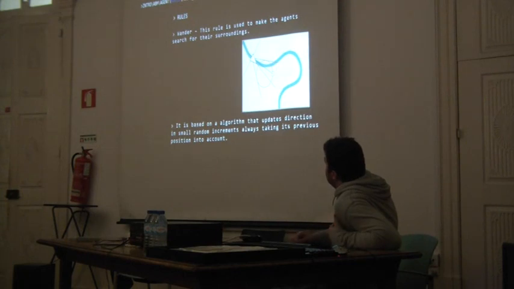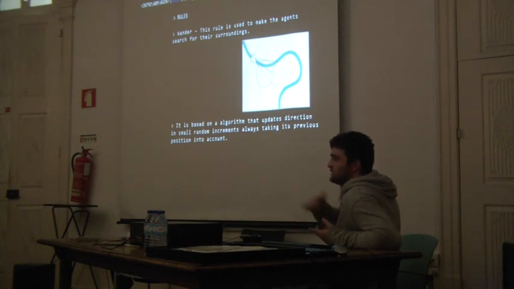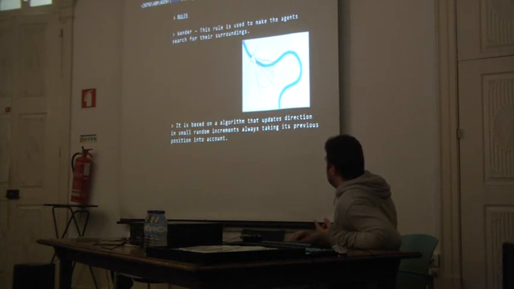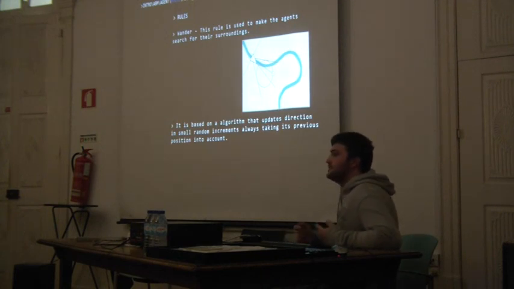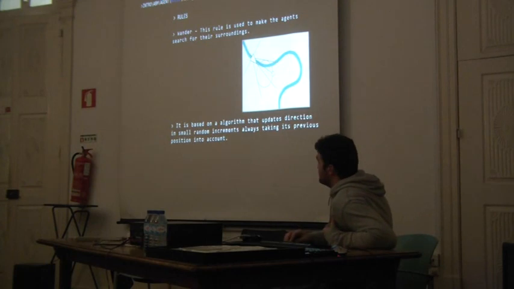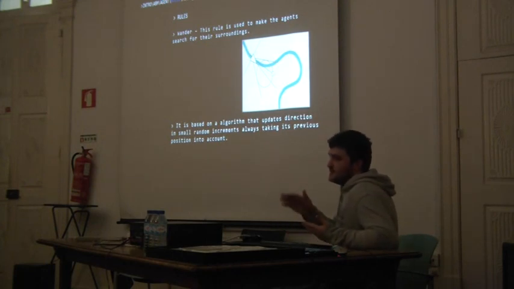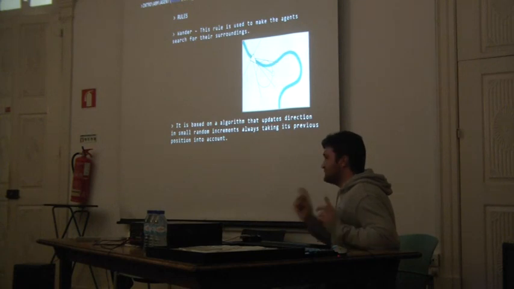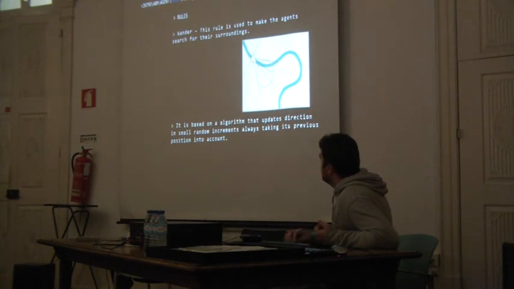And wander is based on several algorithms for this type of move. But basically, it's just an agent updating his direction, his velocity, his speed, his movement, his position, in a random way, but always taking into account the steps that he took before. So it's not completely random. It has a radius. It shifts from a certain value. So he tries to randomly search where there could be something of interest.